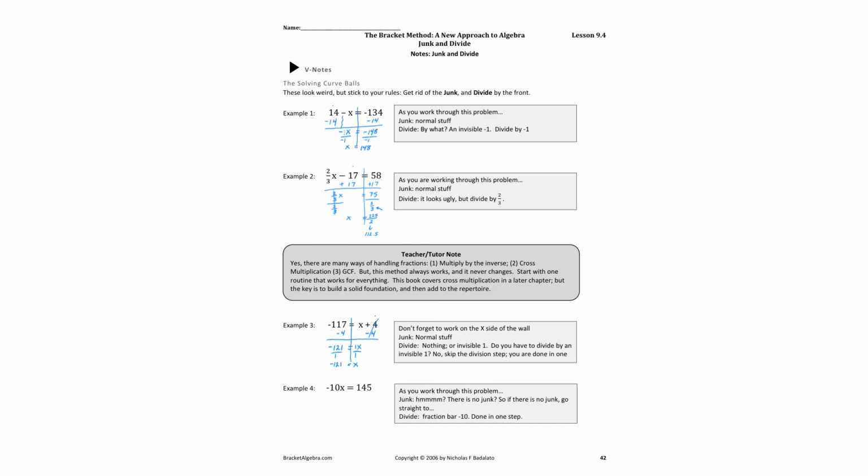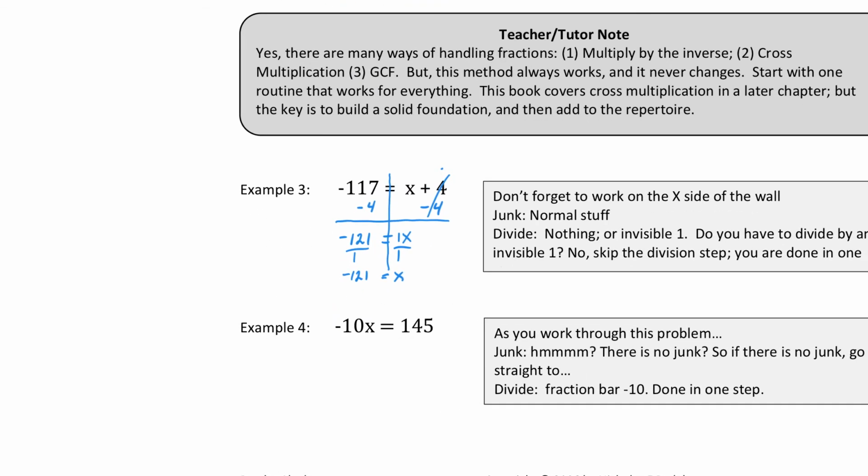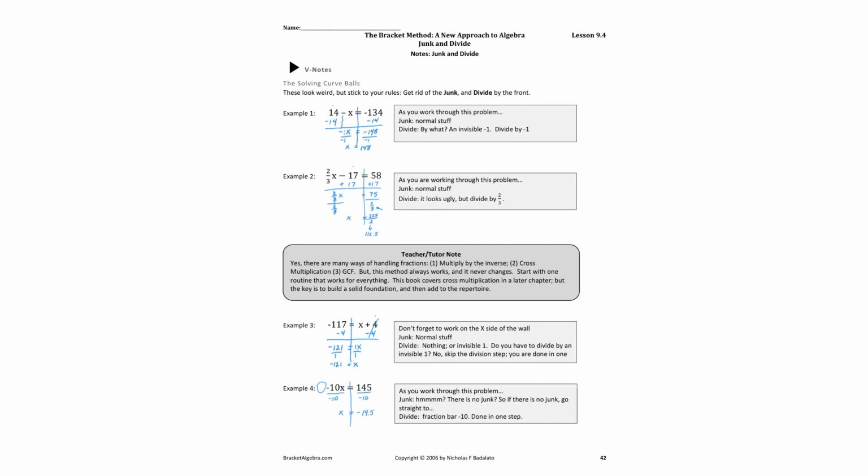Last but not least, example number 4. Now the reason why we like this one is because it's a one-stepper. If you draw your wall and you look at the x side, you will notice that there is no junk. There's no extra piece over here. So, no junk, go straight to divide. Division sign, -10, -10, and again let the calculator do the work. It should be -14.5. And that takes care of all the curveballs. You're officially ready, junk and divide.